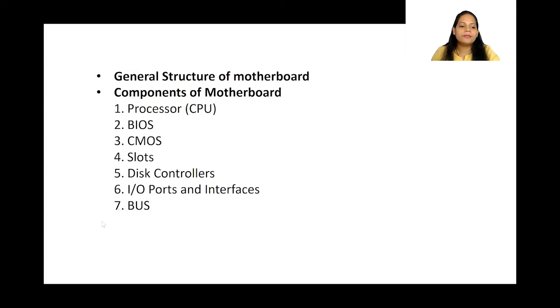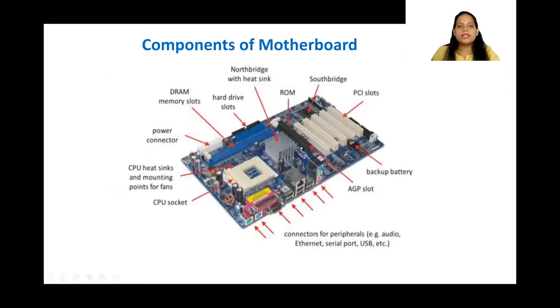So let's move on. The first thing we are going to see is the components of the motherboard. In this picture you can see what a motherboard consists of. A motherboard is the main circuit chip inside the CPU. It has ROM, something called a south bridge, north bridge, hard drive slots, and various other slots, as you can see. The power connector is attached to the motherboard. It has CPU sockets, a backup battery, AGP slots, and PCI slots.